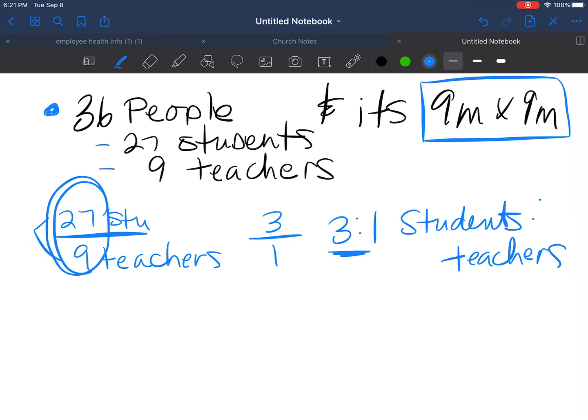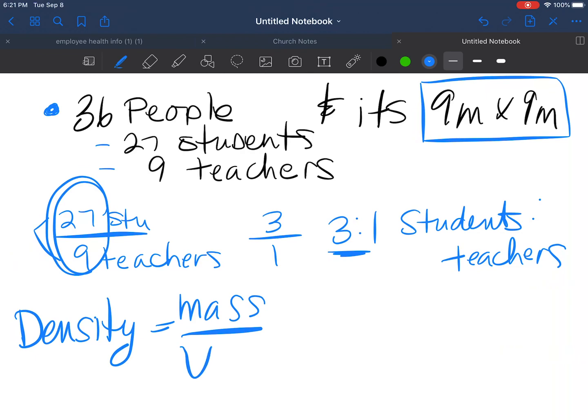Okay? Now, what if we want to calculate the density? Now, density is usually mass over volume. At least that's how we've learned it in science. But density is really any amount of something, number of something, in an amount of space. Okay, right? Volume is space. Mass is the amount of weight or amount of mass. So when we're dealing with people, we're going to say the number of people or the number of organisms over the amount of space.